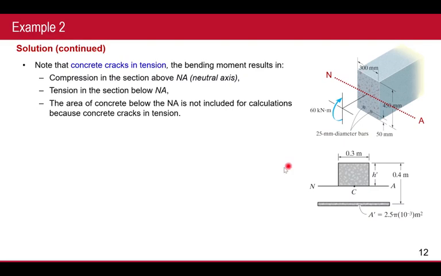So that means here, the area of concrete below the neutral axis is not included in the calculation, because concrete cracks in tension. There's no meaning of this thing. This one is only replaced by the steel bar. Okay? So of course, we must work out everything in the Q. So we find out where's the neutral axis.